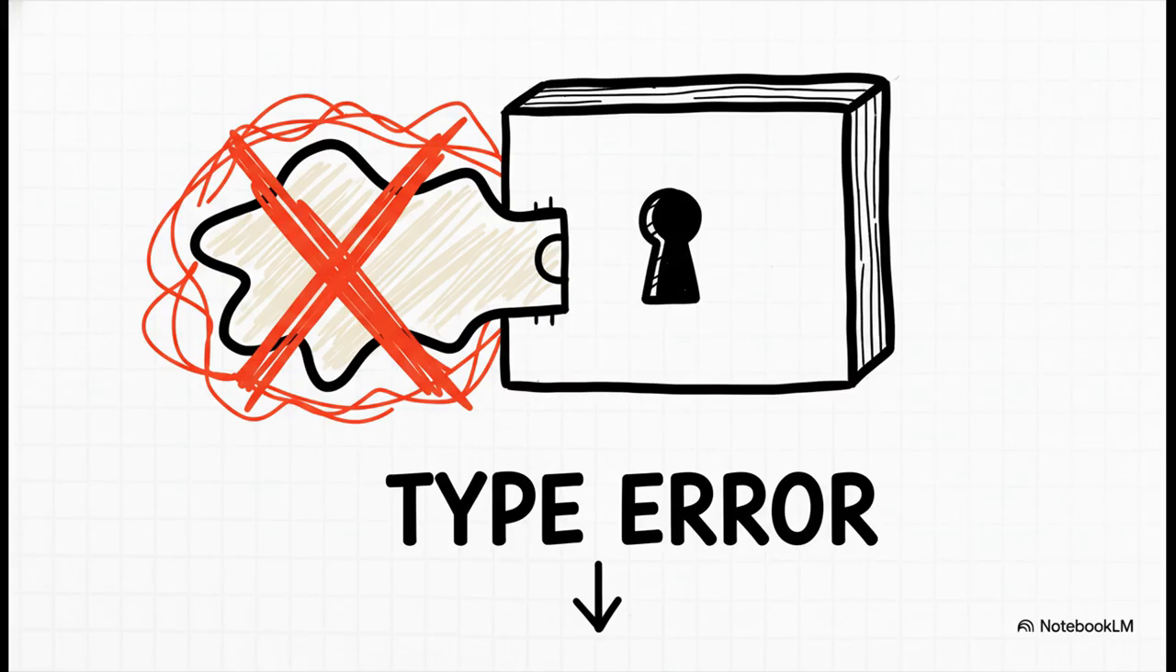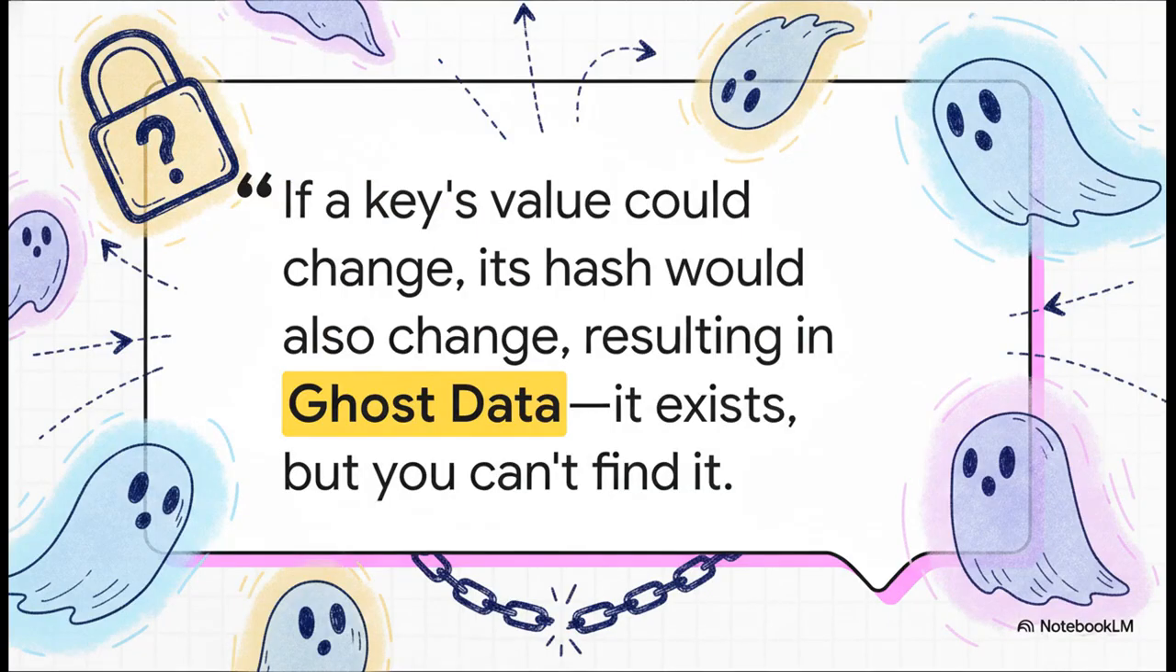Your code will crash with a type error. Python is basically telling you, hey, I can't create a permanent address for something you might change later. So why is this rule so critical? Well, it's to prevent a bizarre situation I like to call ghost data.